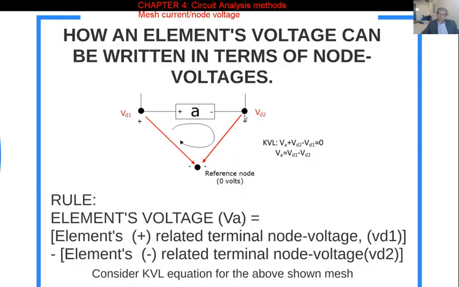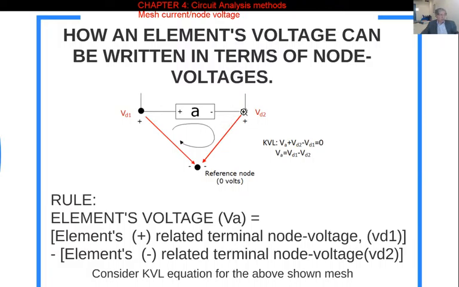Each node has a plus voltage reference, and the reference node has the minus voltage reference. So according to passive sign convention, the current direction is going to be like that, and for the other one, like this. Now, the question is, how are you going to write this element voltage in terms of the node voltages VD1, VD2? The other node voltages are not going to be seen for the voltage of this element A, because this element is connected to only these two nodes.